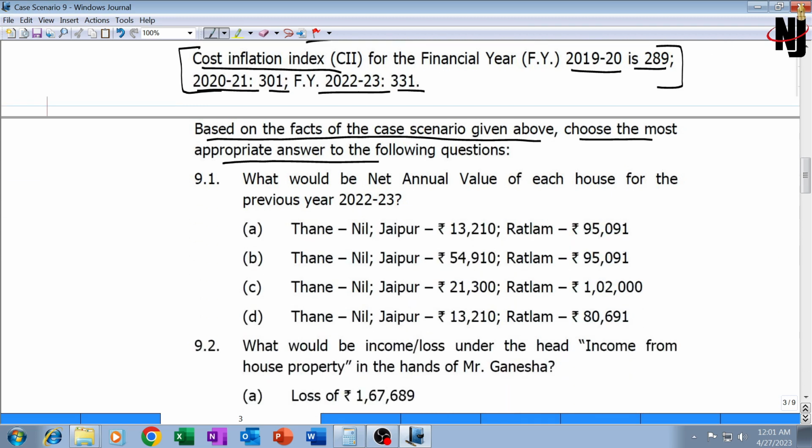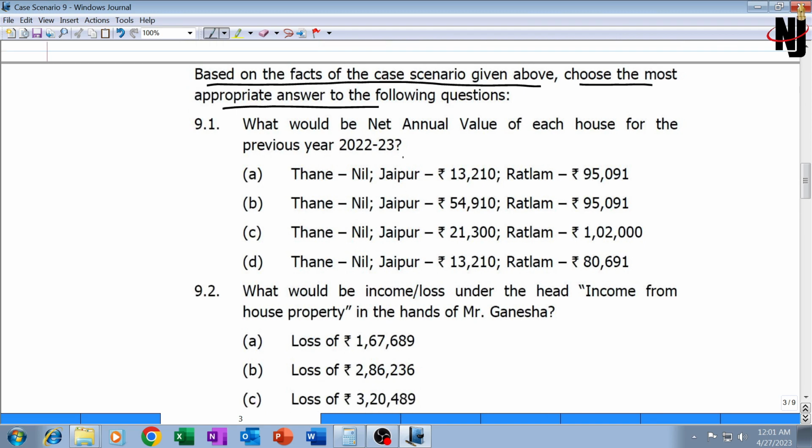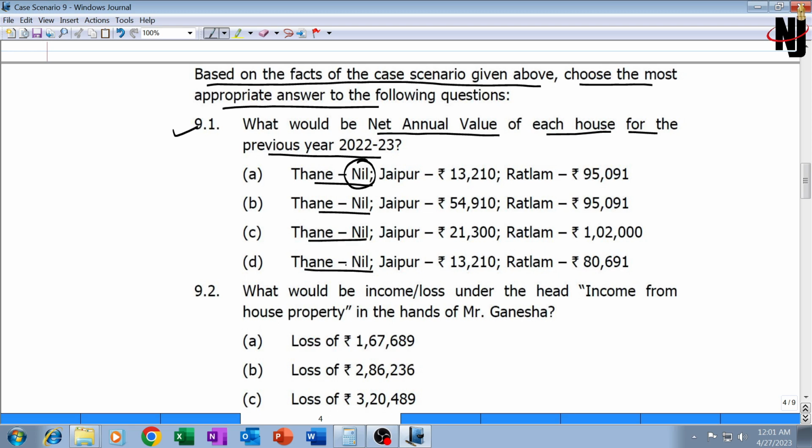Now jumping to 9.1. What would be the net annual value NAV of each house for the previous year 22-23? Many people contacted me for this particular question. They were getting all wrong answers, but we will calculate it out. Thane, Jaipur and Ratlam, 3 houses, we have to compute NAV. Of course, Thane house is SOP, so for Thane it will be nil, I'm sure. All the 4 options have same answers for Thane property, nil, nil, nil, nil. So based on Thane property, we cannot jump to any conclusion. We will have to actually calculate it out.